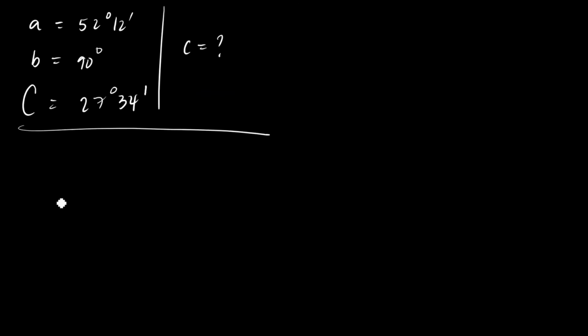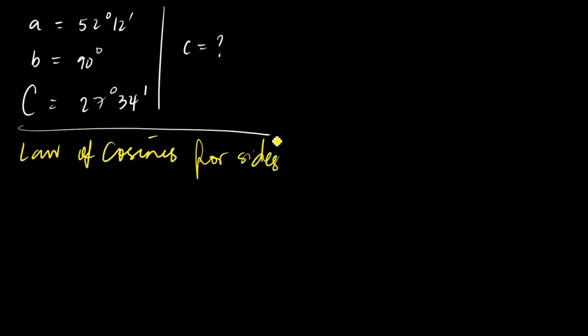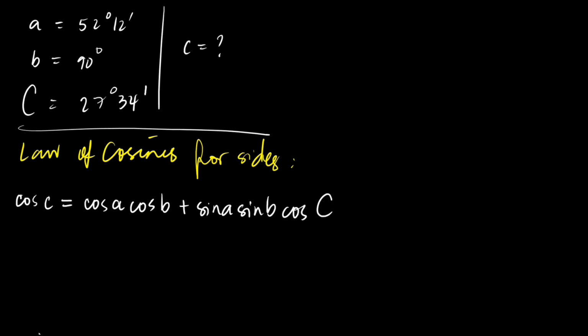So we have again small a, 52 degrees and 12 minutes. Small b measures 90 degrees. We have the big C, 27 degrees and 34 minutes. And what we need is the small c. So we're going to use the law of cosines for sides because we have more sides and we only have one angle. We're going to use the third because we have here big C and small c: cosine of small c equals cosine of small a, cosine of small b, plus sine of small a, sine of small b, cosine of the big C.